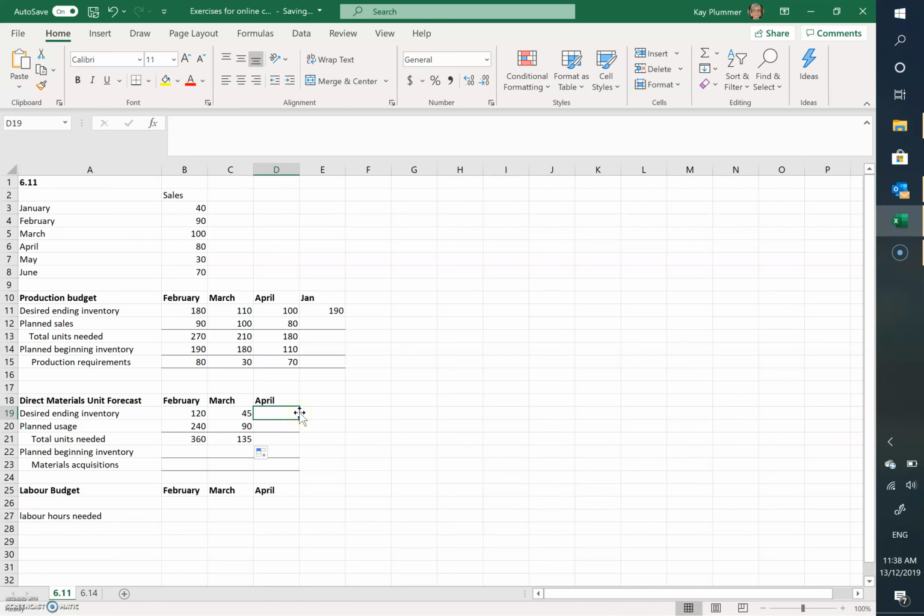And for April, we do this again. It is 3 times production requirements. And we've got to divide it by 2 because we only want half the raw materials that we need. And our planned usage is 3 times our production requirements. And we just add those up.